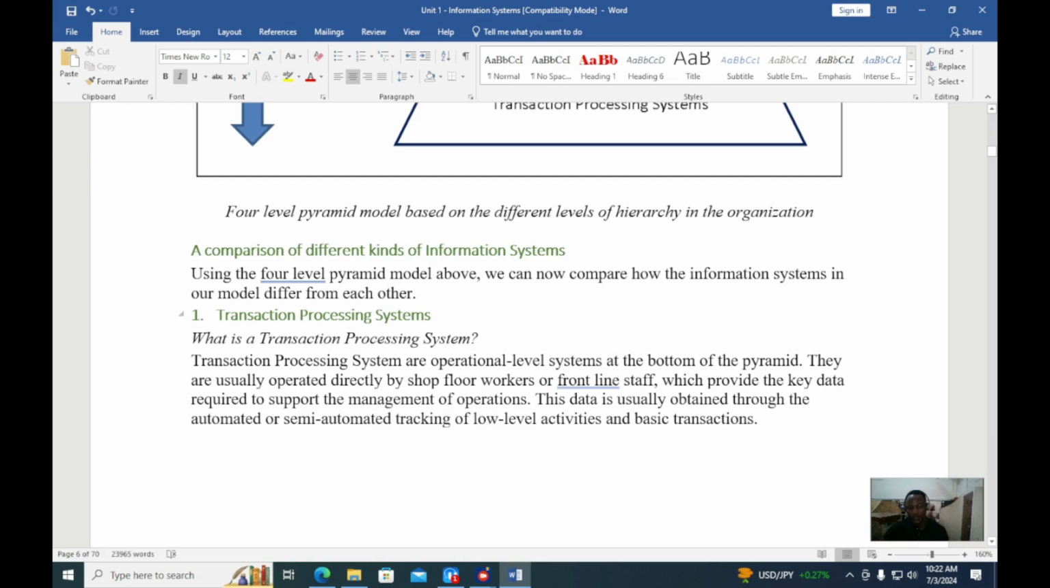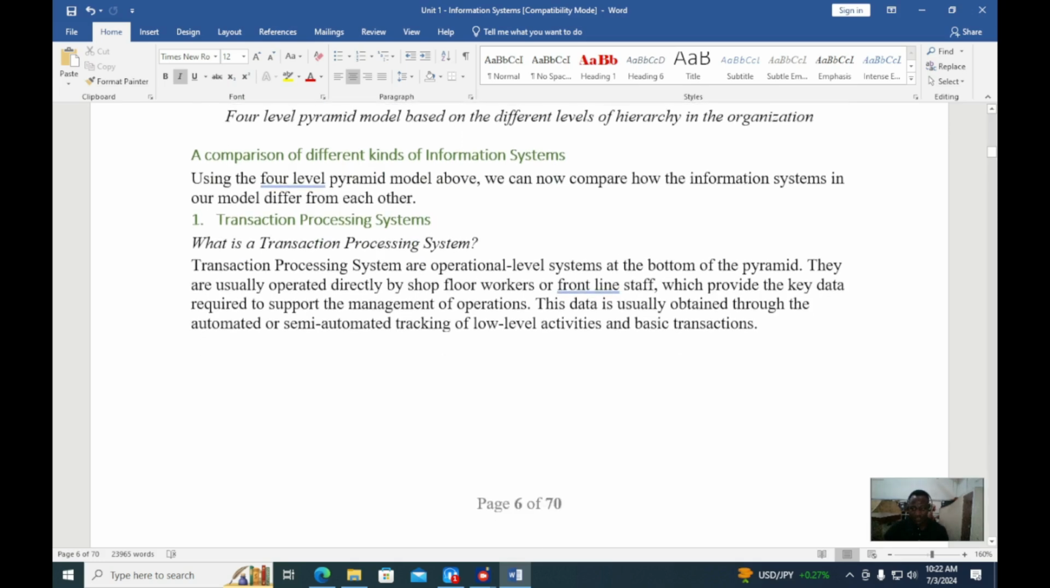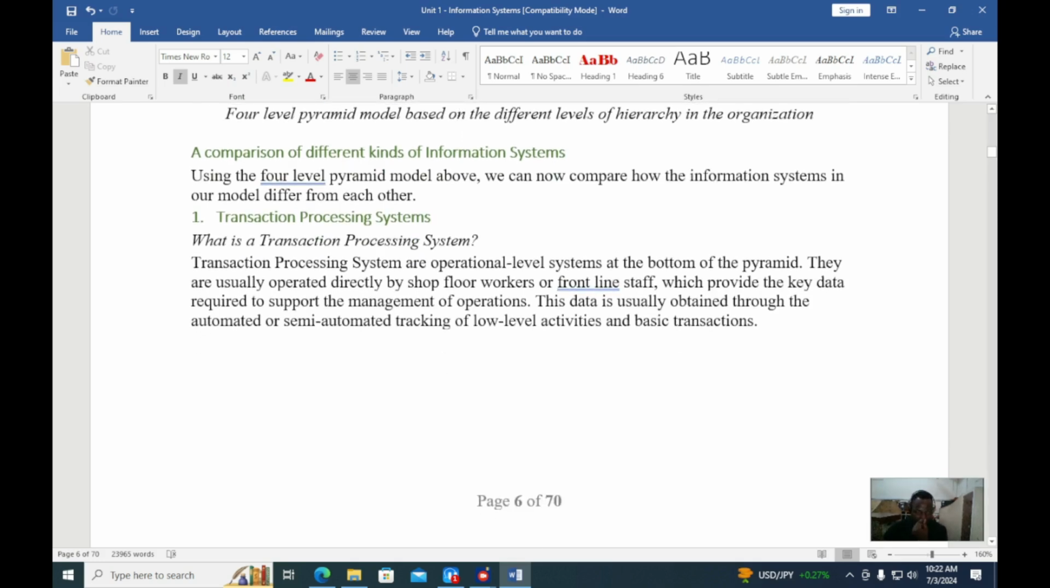If we use the 4-level pyramid model, we can compare how these particular information systems in our models differ from each other. And the first one is the transaction processing system. So you might be asking yourself, what is a transaction processing system? Basically, transaction processing systems are those systems that are used at the operational level, or we can say they appear at the bottom of the pyramid.